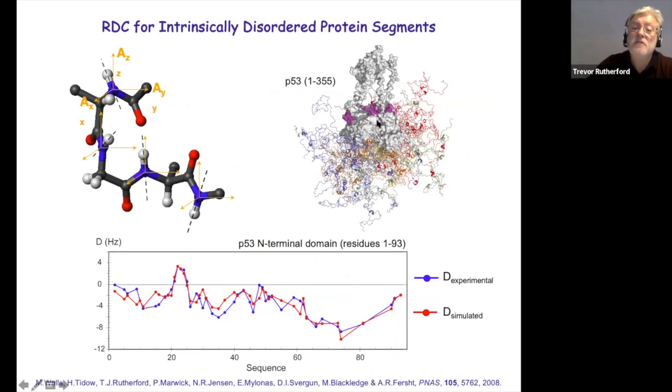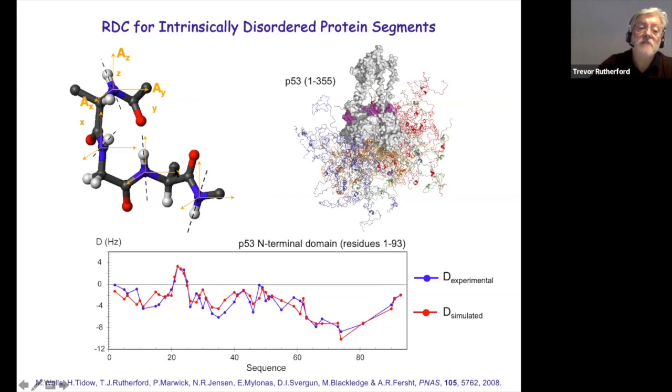It's a homotetramer, and each of the 4 subunits in here, we've modeled on the N-terminal domain, which is an intrinsically disordered region. Residues 1 to 93 for the N-terminal domain are intrinsically disordered. We put 20 copies of this N-terminal domain onto each of the 4 subunits on here. And we've measured RDCs, several RDCs in this case, not just the NH RDCs.